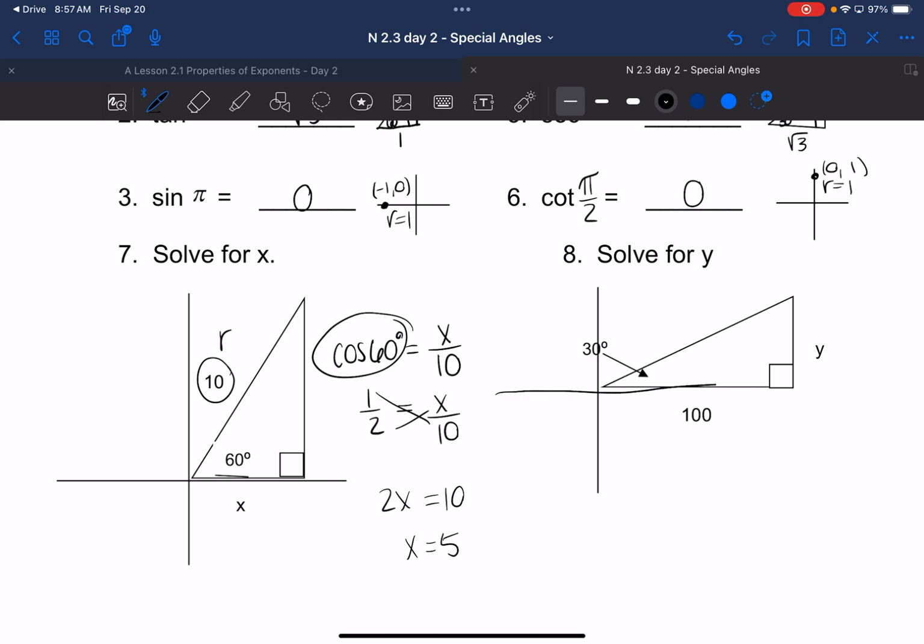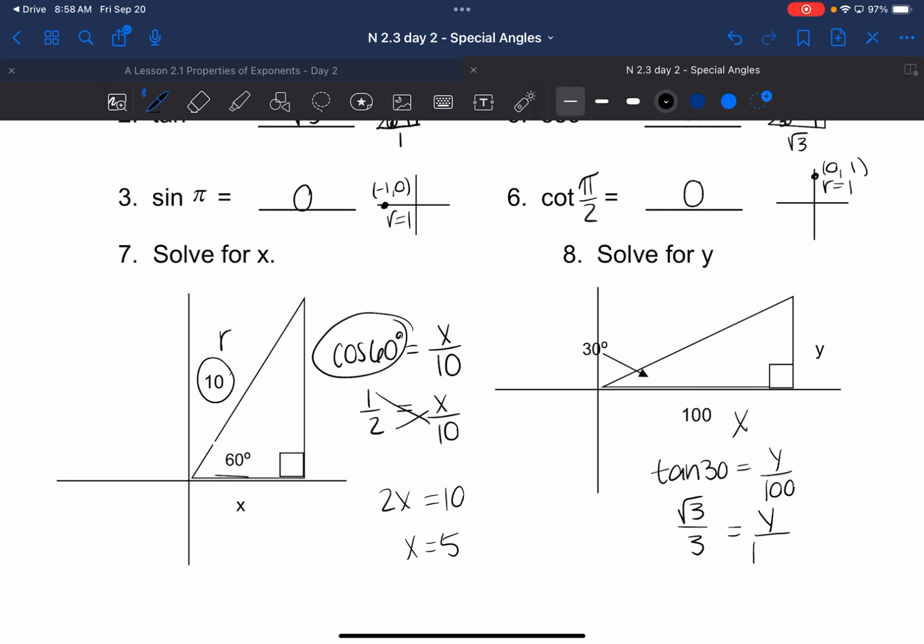Okay, let's do one more of those. So over here, this one's a 30-degree angle of theta. We were given y and then 100, which is like x, right? So which ratio uses y and x? Tangent. Okay, so we're going to have tangent of 30 degrees is equal to y over x, which is 100. So flip it back over on the front. What's my ratio for tangent of 30? Square root of 3 over 3.